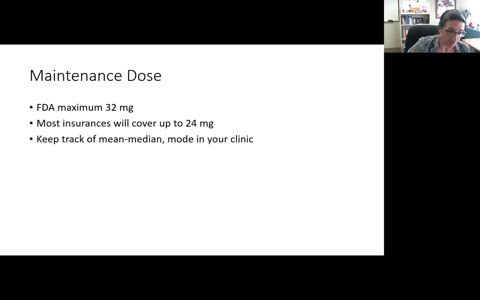So we'll talk about microdose in the setting of fentanyl in a minute, but first we're just going to talk about what maintenance dose looks like. The FDA maximum is 32 milligrams, and most insurances cover up to 24 milligrams, so we make the case if needed for increasing that. It can be helpful just to get a sense of what your clinic's doing to track the mean, median, and mode of dose.